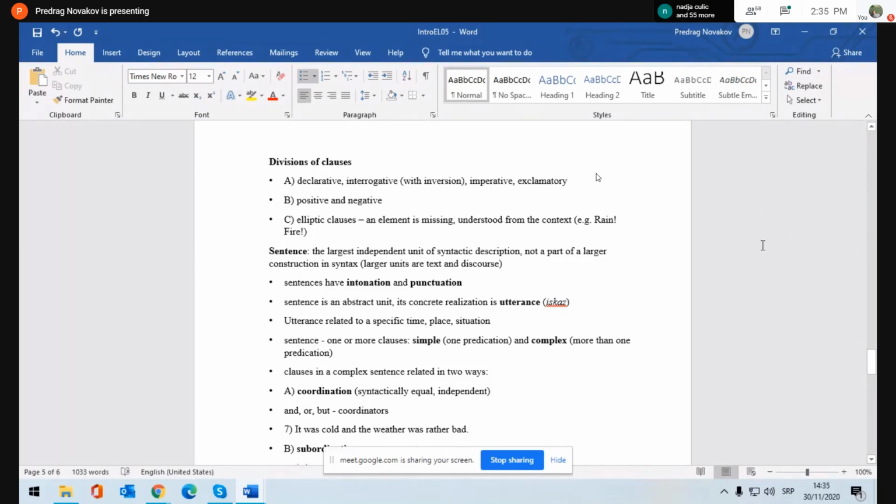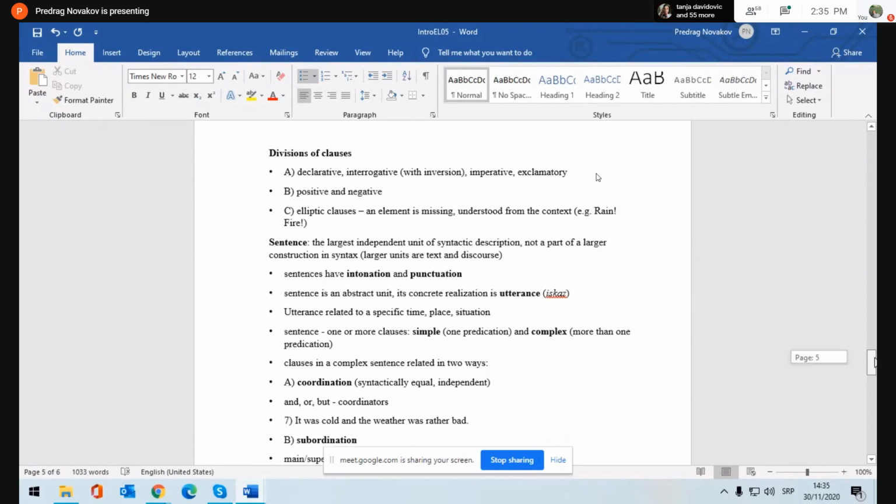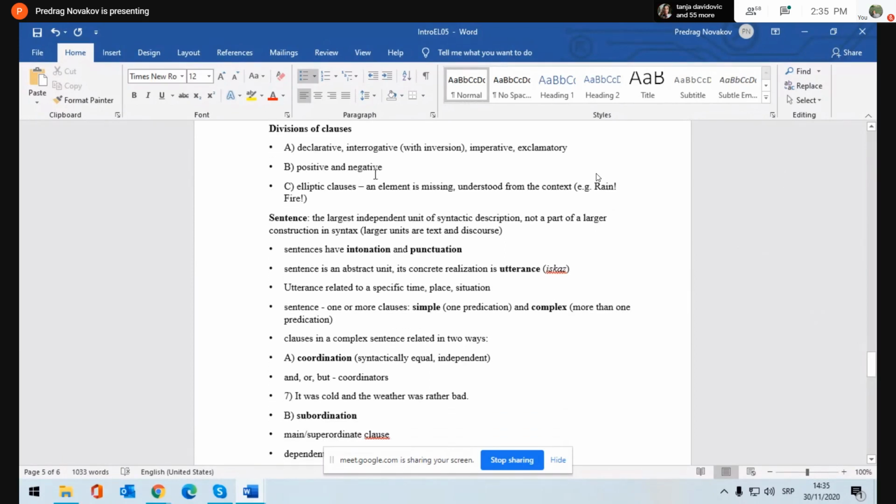So, divisions of clauses, we have several divisions. This is just the first one. We have the very basic division into declarative, interrogative, imperative, and exclamatory clauses. This is a traditional division. Declarative sentences produce information, produce facts. Interrogative clauses ask questions with inversion. You know that we have inversion in questions.